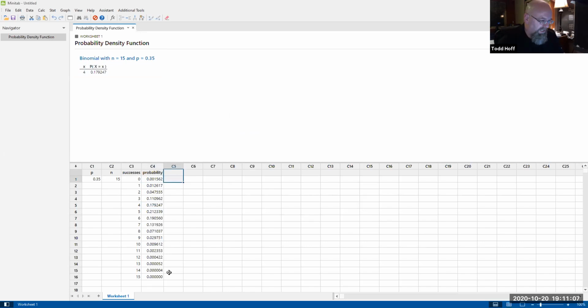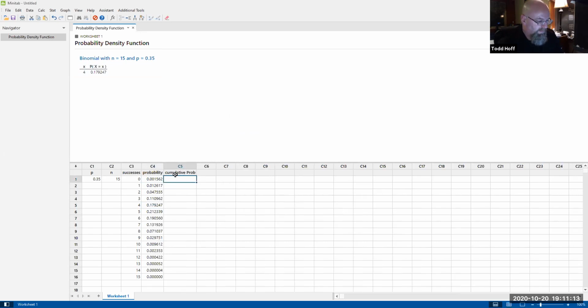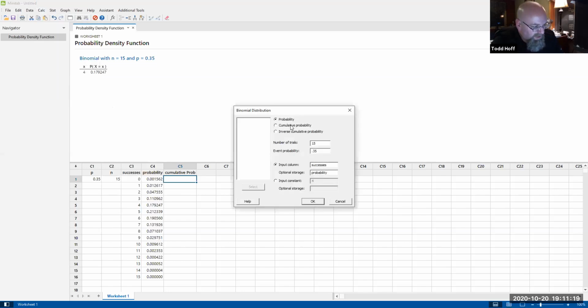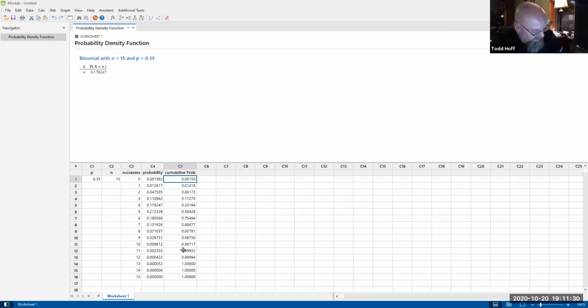I could also do cumulative probabilities. I'll go back to that function, Calc, Probability Distributions, Binomial. Now I'm just going to click cumulative. Now I'm going to switch this here from being the probability column to the cumulative probability column. It fills in the cumulative probabilities there. Now notice it goes up to 1. The last one should always be 1 in a cumulative distribution.